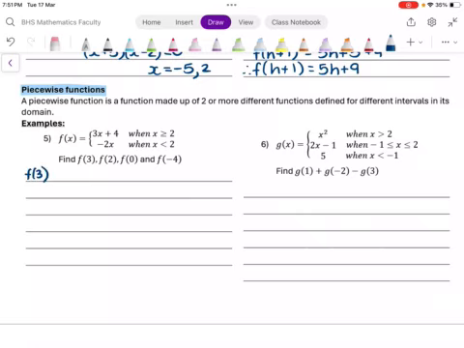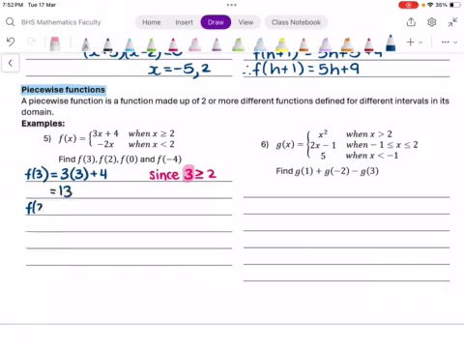Now we need to work out whether 3 is greater than or equal to 2 or it's less than 2. We have that 3 is greater than or equal to 2. So because 3 is greater than or equal to 2, we're going to be using that top function of 3x plus 4. So to find f of 3, we're going to have 3 lots of our 3 plus 4, and this gives us the answer of 13.